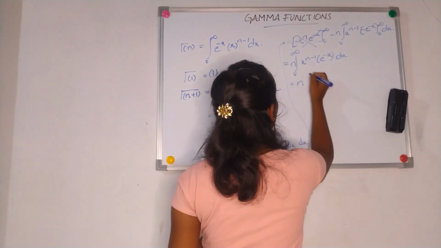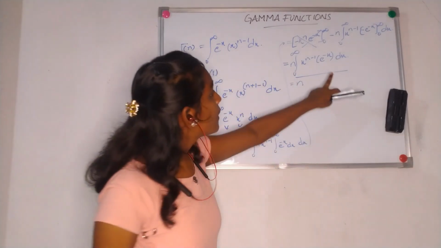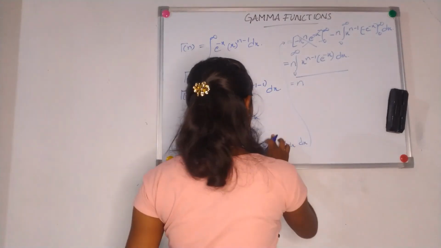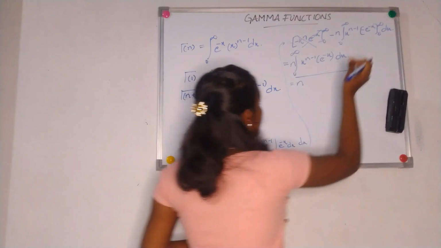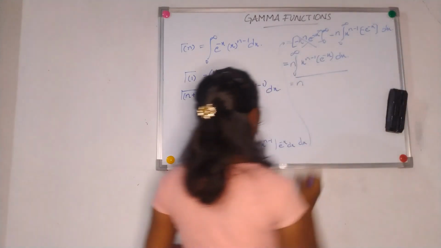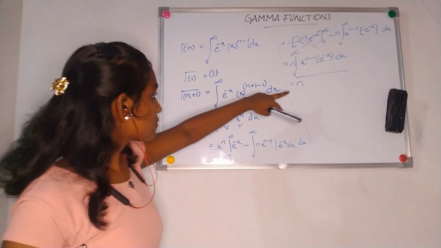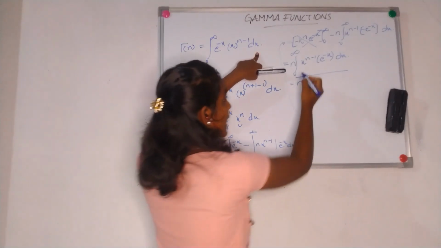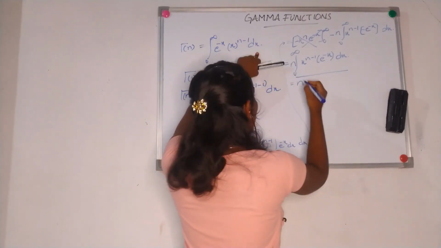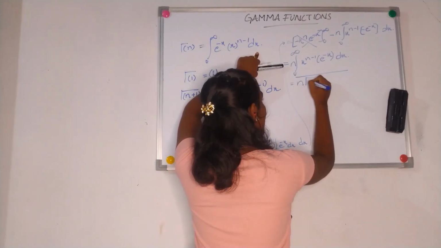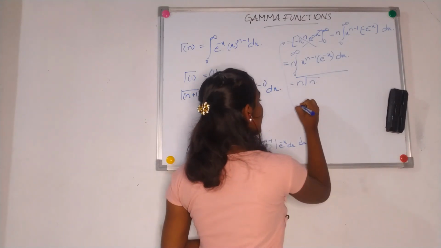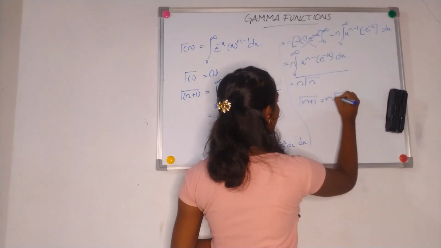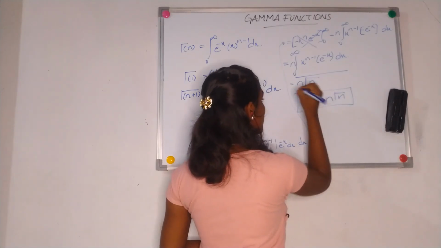So now through this, n into, what is this value? This value is integral of e power minus x into x power n minus 1 dx. So that is gamma of n, right? Yes, so that is gamma of n. Now what you finally got is gamma of n plus 1 is equals to n into gamma of n. Okay, so this is the final relation you have got now.